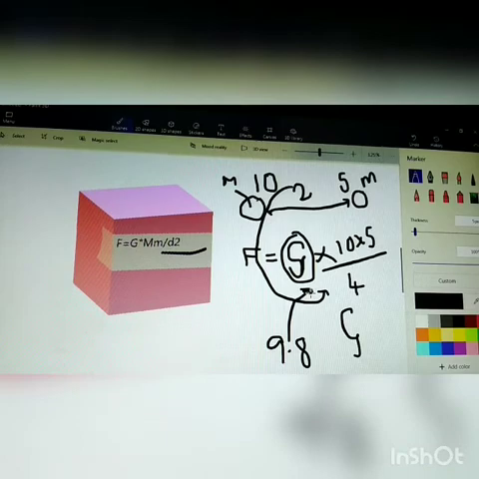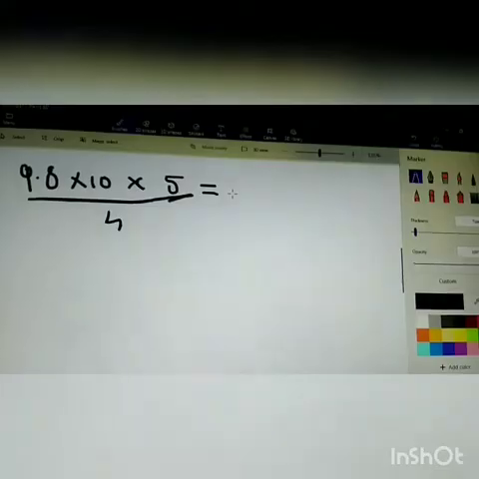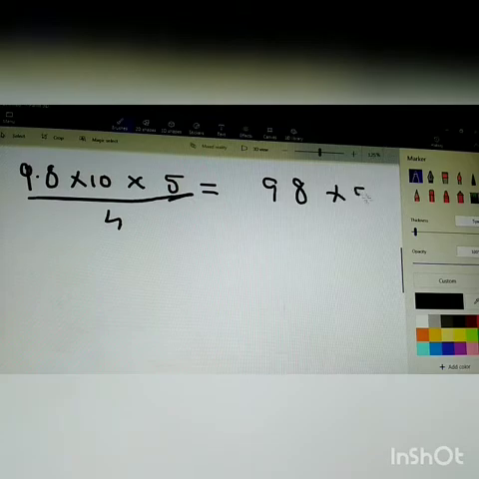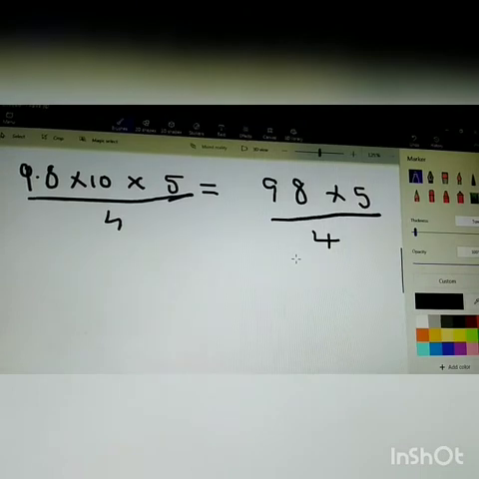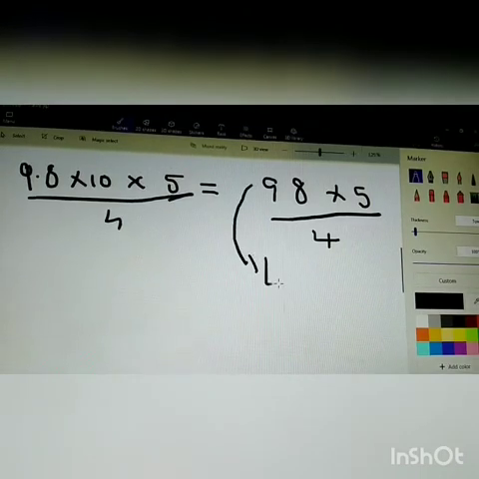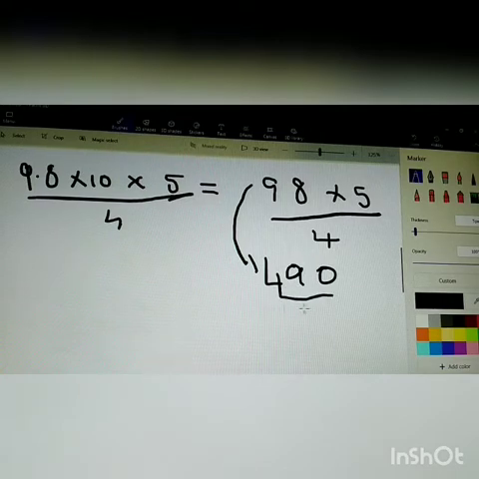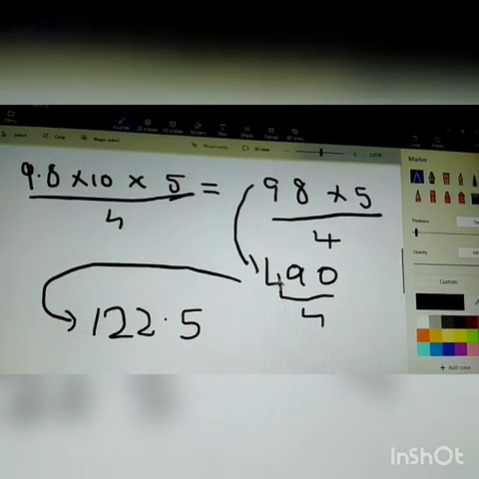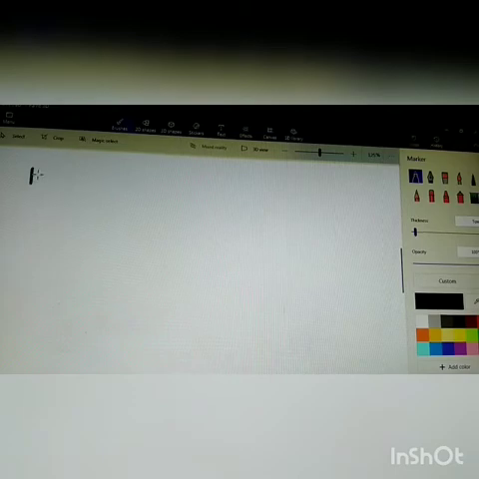First, let's solve this problem. Now, if the gravity is 9.8, so here 9.8 into 10 will be 98, into 5, divided by d square, that is 4. If you multiply these two values, then we will get 490. And 490 divided by 4 would be 122.5. So we know that it is 122.5.